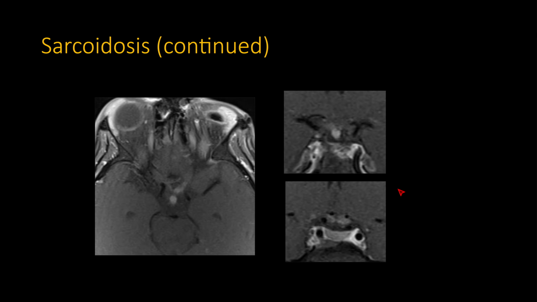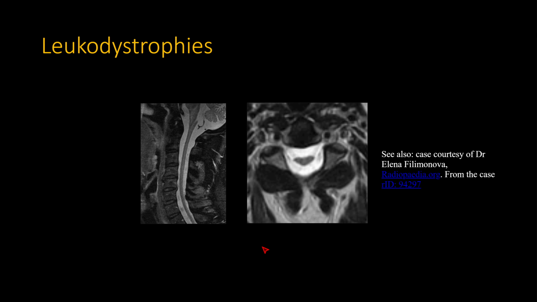Here's that case continued, the sarcoidosis case continued, showing some enhancement along the optic nerves. I think some of the enhancement is truly within the optic nerve parenchyma, but some of it is also probably leptomeningeal on the perineural sheath of the optic nerve, so perineuritis, which is pretty common in sarcoidosis as well. But I do believe in this case, some of it's got to be within the optic nerve parenchyma itself.